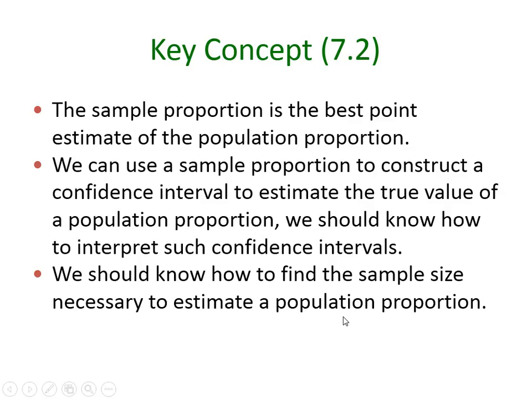We can use a sample proportion to construct a confidence interval to estimate the true value of a population proportion. We should know how to interpret such confidence intervals. So we're going to figure out what that range of values is, and what the plus or minus percent should be. We should also know how to find the sample size necessary to estimate a population proportion. These are the key main ideas we're covering in this section. As I said, we'll cover them thoroughly in section 2 when we talk about proportions, and then use the same ideas for the mean and the variance.